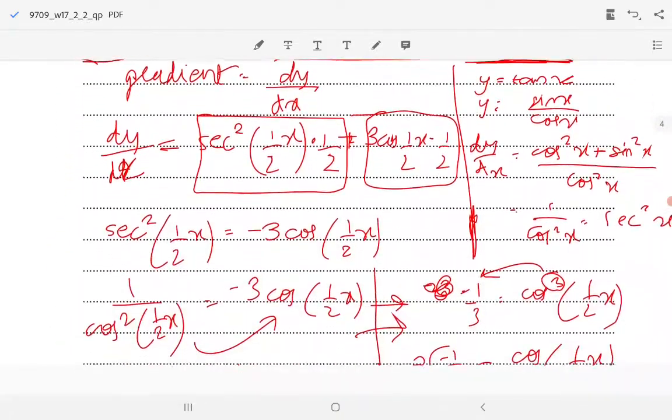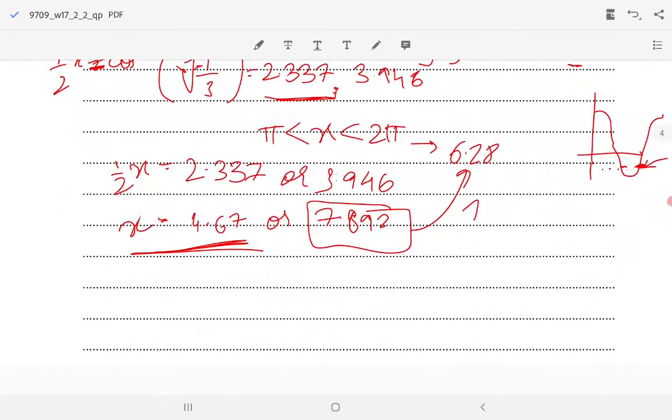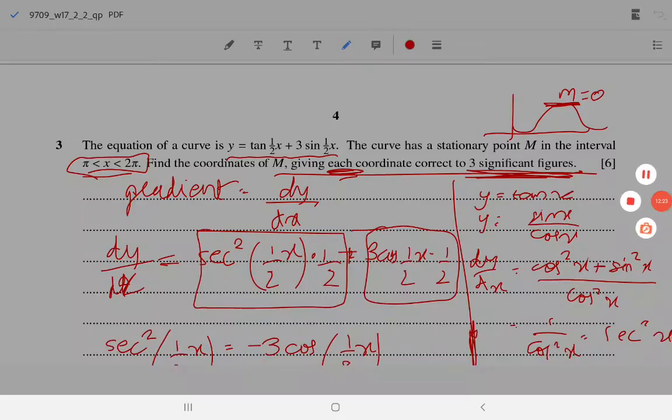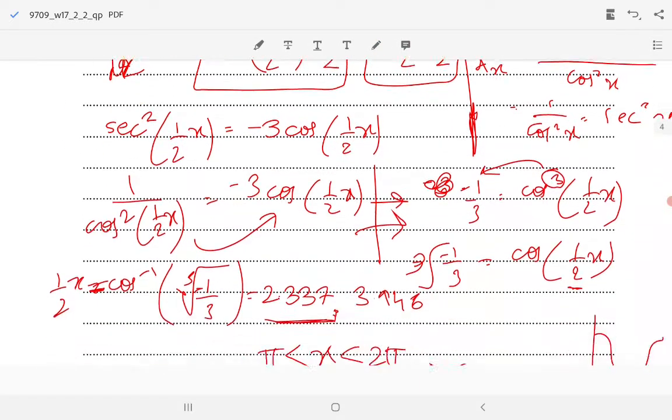And then the question says each coordinate. You have to find each x and y coordinate. So we found the x coordinate. X is 4.67 only. For the y coordinate, you can just substitute in this equation to find out. So if you substitute, you will get y equals 1.12.